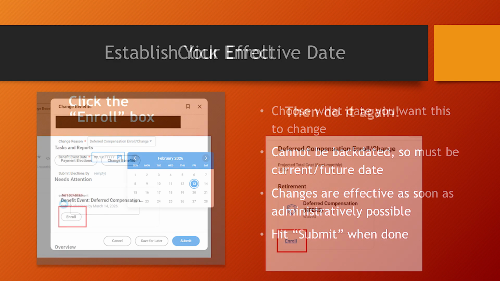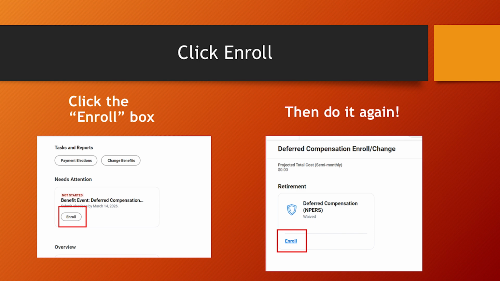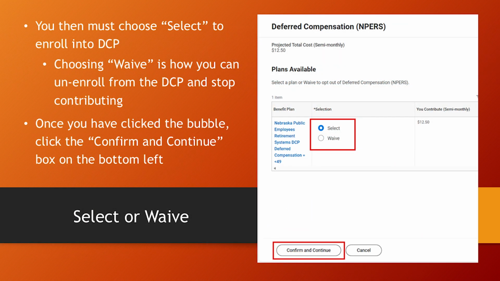The next 2 steps are really simple. You just have to click the Enroll box underneath the line that says Needs Attention. Then you will click Enroll again, this time directly under the DCP Shield icon. You will then find yourself looking at a screen where you can select between 2 options, Select or Waive. To enroll in the DCP, you would choose Select. If you are wanting to opt out of the DCP, you would choose Waive. This is one of the ways that you can stop contributing to the plan if you are wanting to. The other way we will address during the next step of this process. Once you have clicked the bubble, you will then choose the Confirm and Continue box on the bottom left part of the screen.